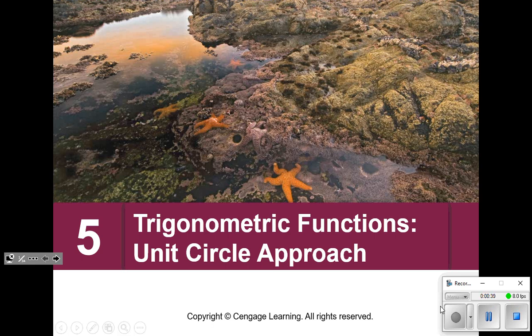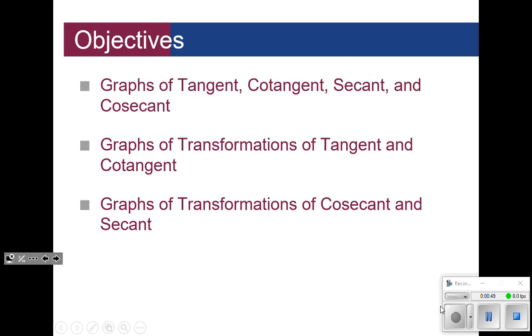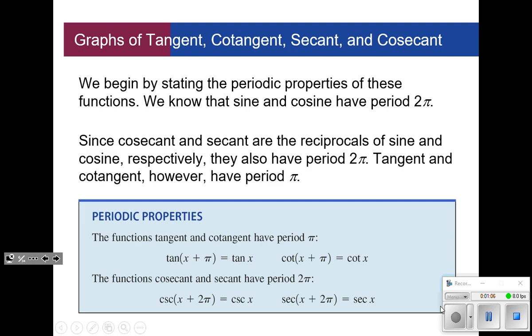Okay, so let's take a look if my board will catch up with me. So we're talking about more trig graphs. We talked about sine and cosine in the last section, 5.3. This one is about all the others: tangent, cotangent, cosecant, secant. Once you understand how sine and cosine work, the rest of these are pretty straightforward. Now, we start off with tangent and cotangent.